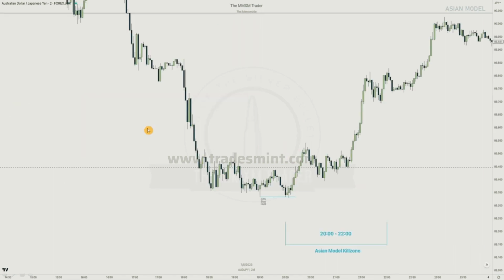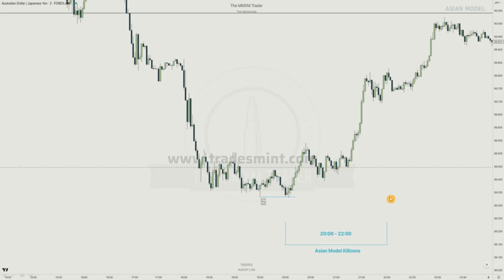So over here we're in that Australian dollar Japanese yen 2-minute chart, right? Not going into the 1-minute chart, we're going to go from 2 to 5 minute, and over here we'll wait for that Asian model kill zone time frame, right? At 8 p.m. to 10 p.m. Now we're in the CE of the daily fair value gap, right? That internal range liquidity. Over here is the CE line.